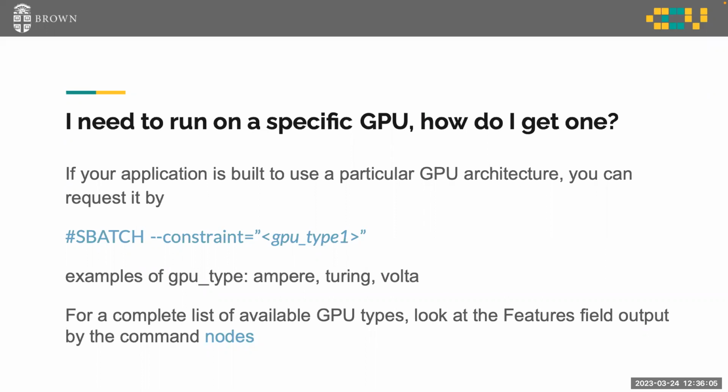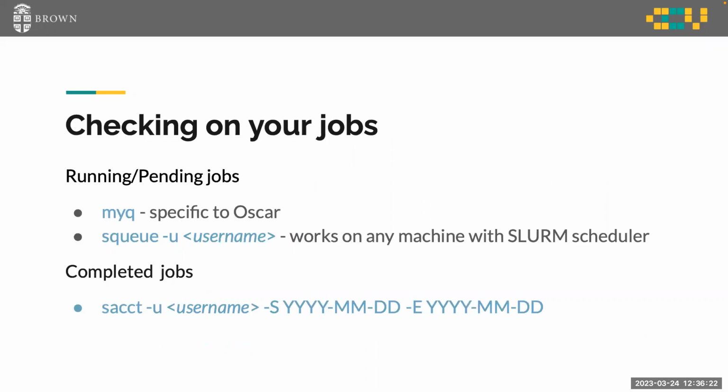You can also have multiple constraints. You can use Boolean logic within your constraint to say, it needs to run on this type, or, I need to run on this architecture, but it needs to have this much memory. All those things are options.